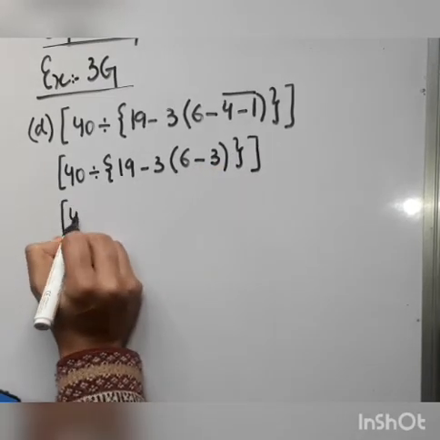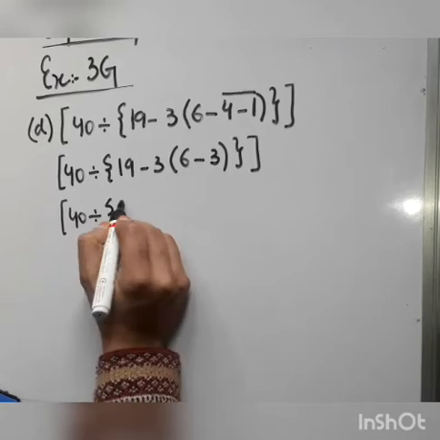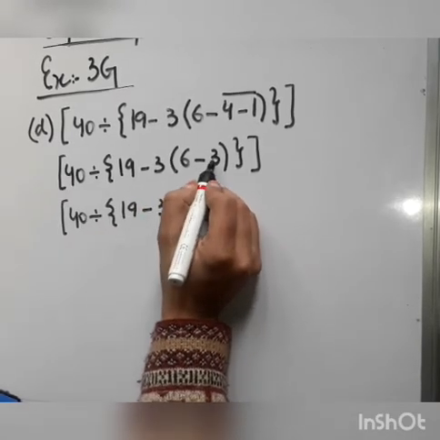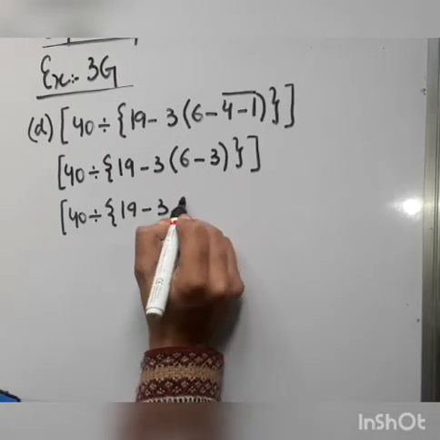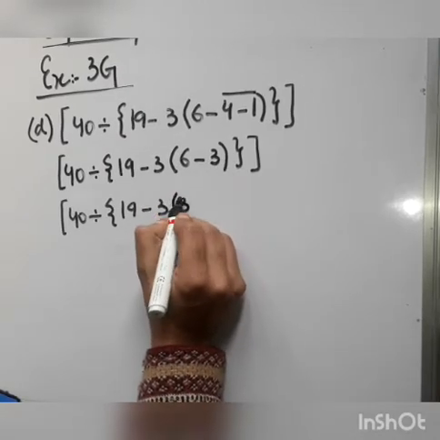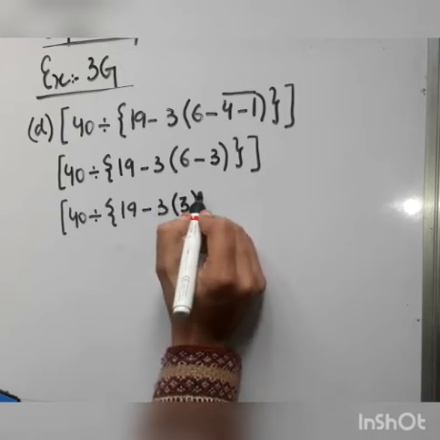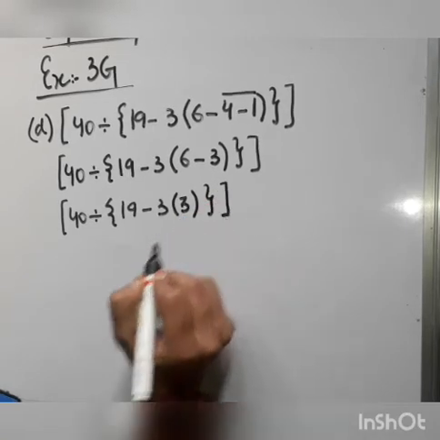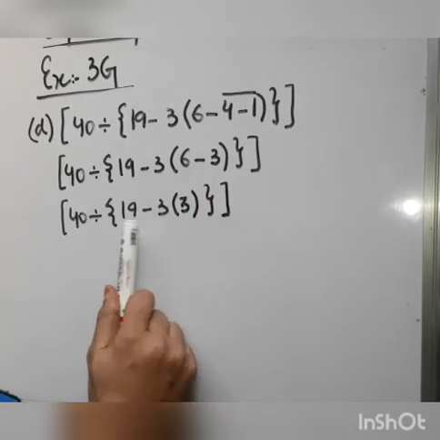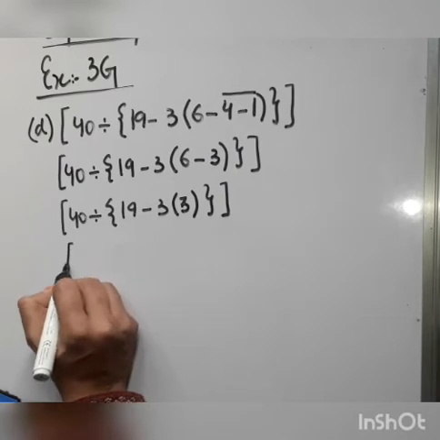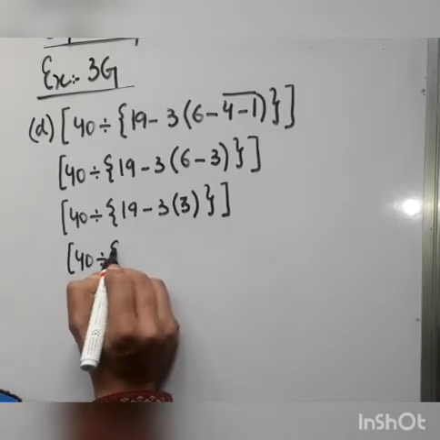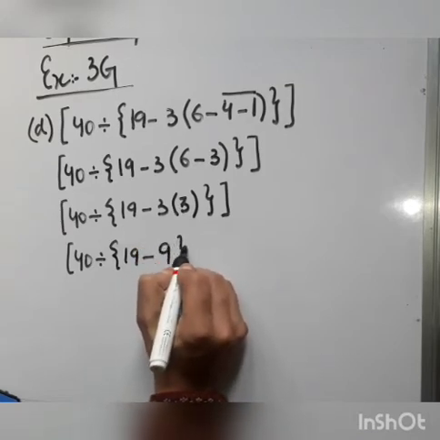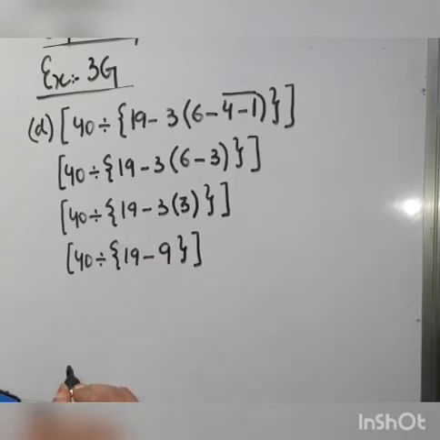Now again 40 divided by curly braces 19 minus 3. Now we have to solve within the small bracket. 6 minus 3 is 3. So we'll keep these small brackets and write 6 minus 3 is 3. Now we have to solve within these curly braces. Now 40 divided by curly braces 19 minus, now 3 threes are 9. So curly braces close and big brackets close.